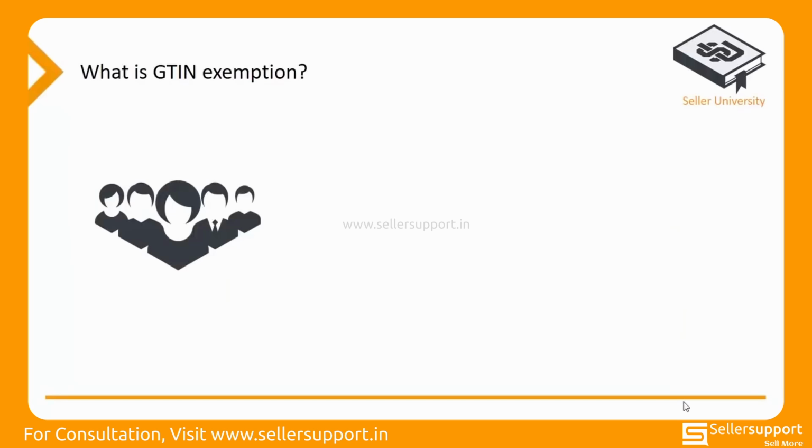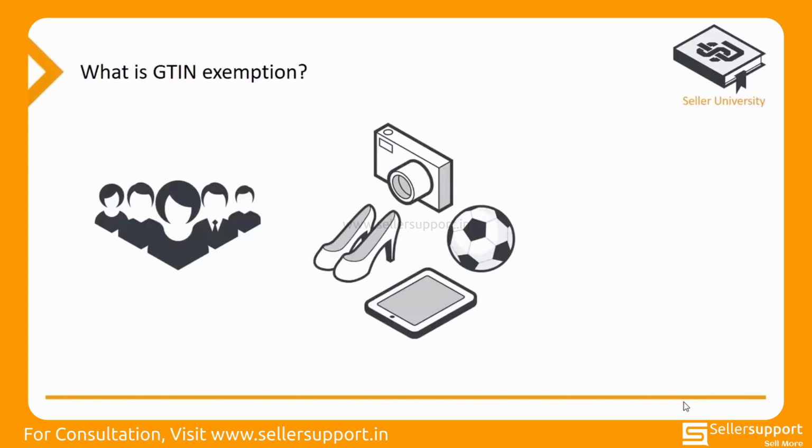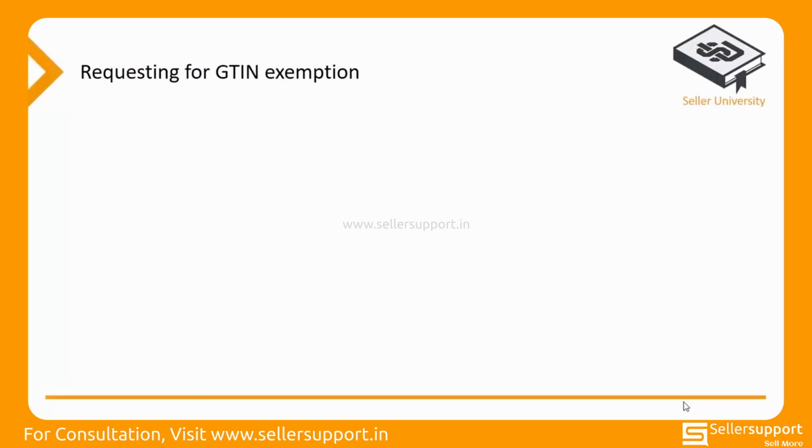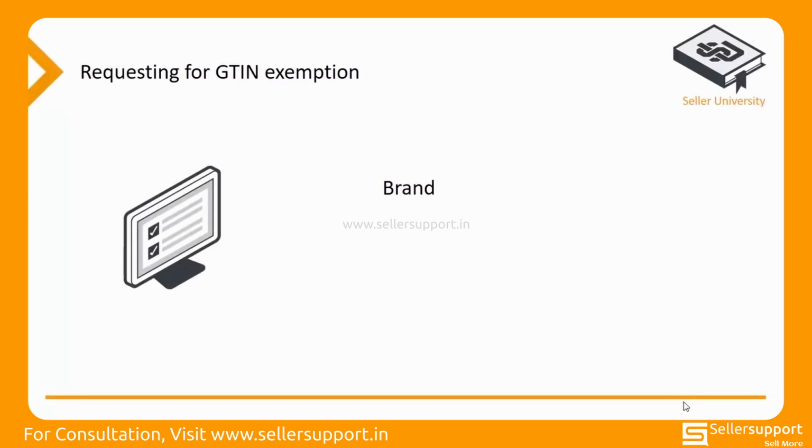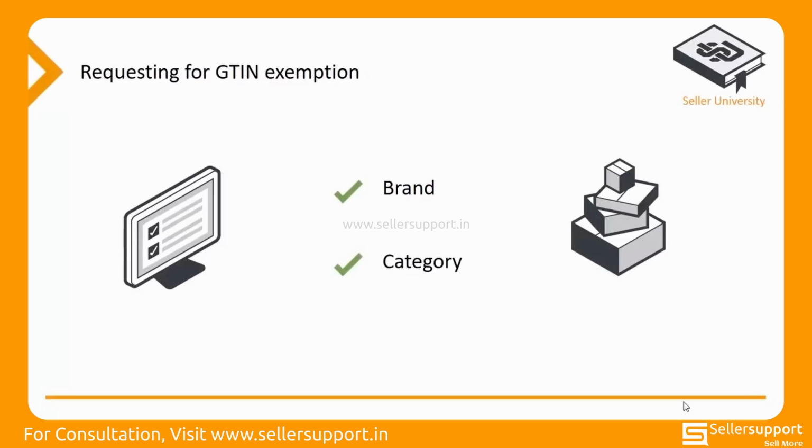GTIN exemption is an option provided to sellers on Amazon to add their products without a barcode. You simply need to request for GTIN exemption by providing a few details about your brand, category, and products. Amazon will verify the details and provide GTIN exemption for the requested brand and category, post which you will be able to add any number of products without a barcode.